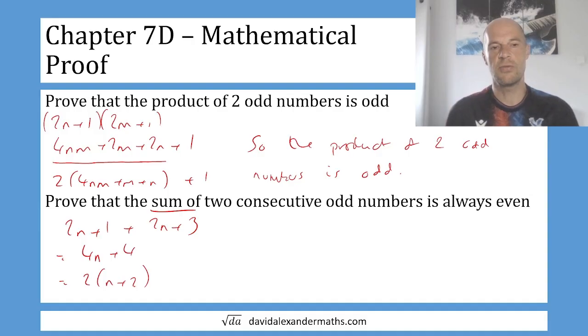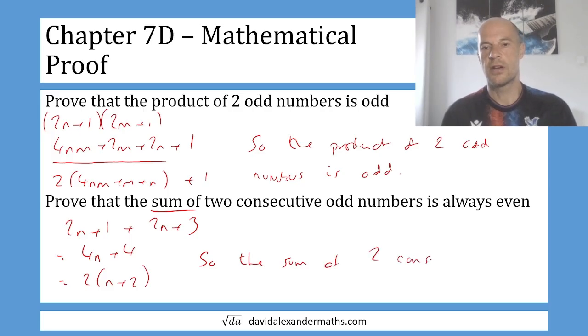I'm going to add 2 to it, so that would make it either odd or even, depending on whether n was odd or even. But when I double it, it will turn it into an even number. There we go. So we can now make our concluding statement. So the sum of 2 consecutive odd numbers is always even. Done.